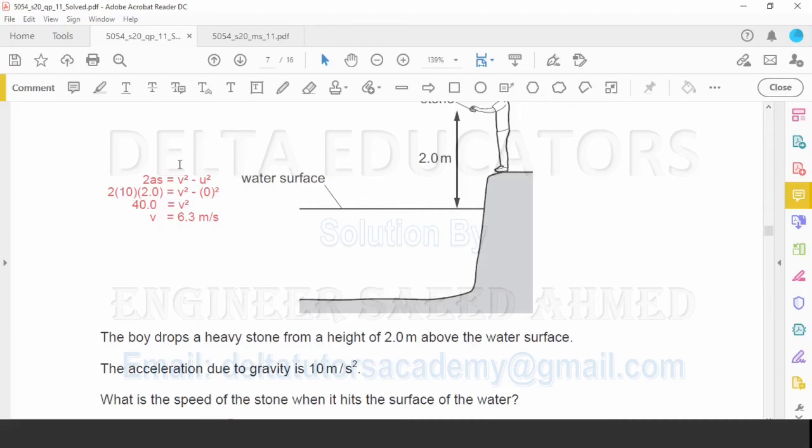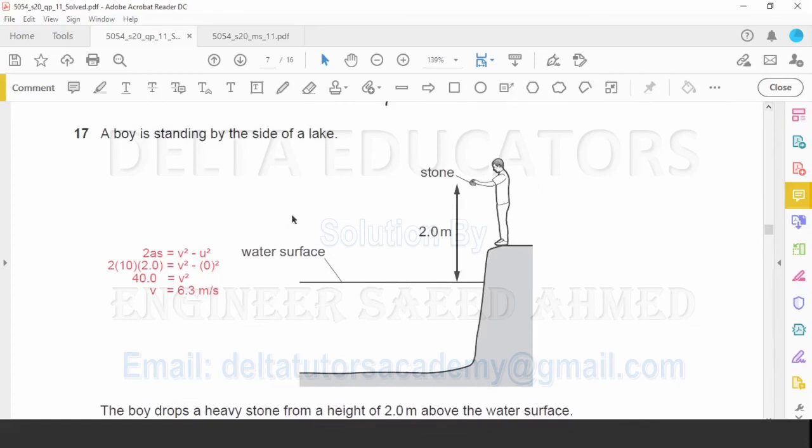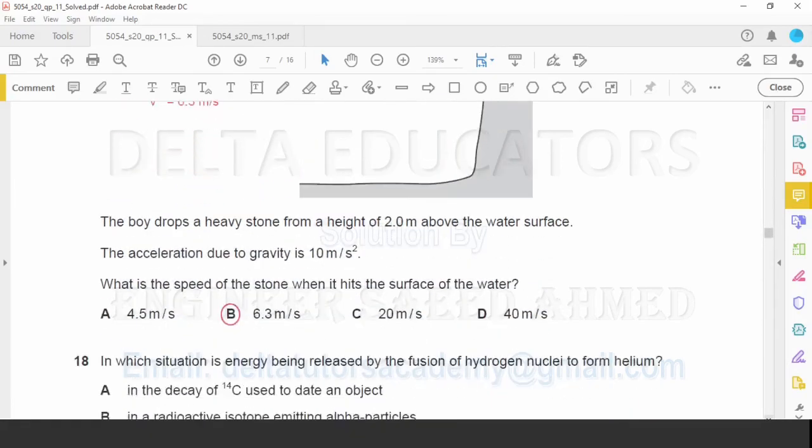Now this v, final velocity, we have to find out. Here the value of u is initial velocity. Here the stone is dropped, so initial velocity is 0. Now initial velocity u is equal to 0. So by solving this one, we got v square is equal to 40. Now we have to take square root on both the sides. By taking square root on both the sides, we got v is equal to 6.3 meter per second. And 6.3 meter per second is given in option B. So correct option is option B.